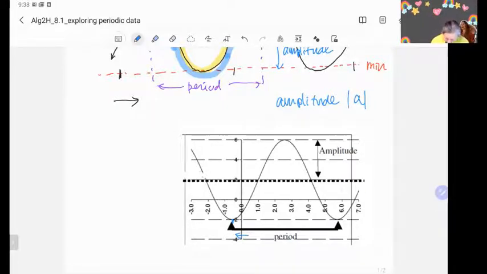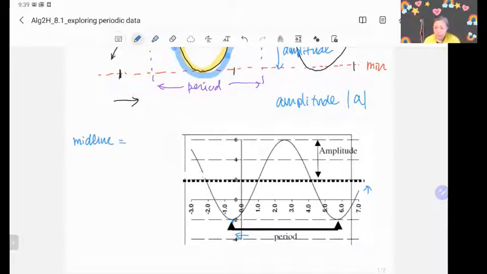So definitely we see it was vertically shifted up, and still amplitude is from the midline to the maximum, or you can consider measuring the distance from the midline to the minimum as well, as long as you get the absolute value, right?